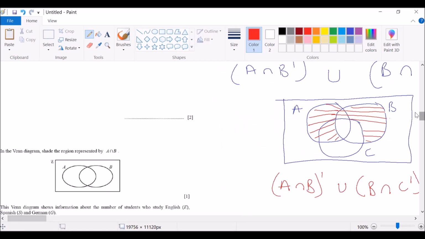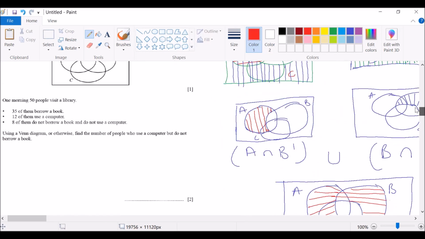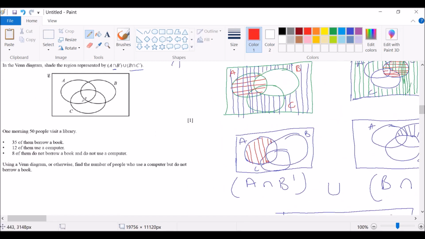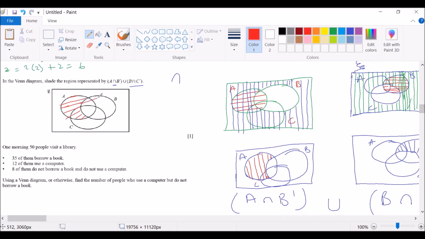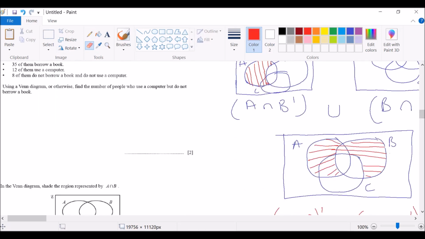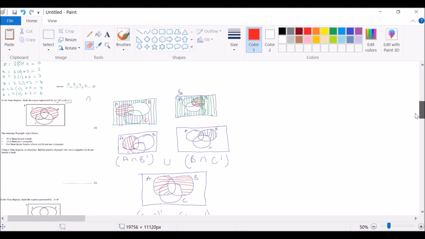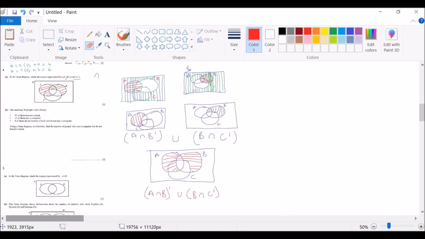So back on our diagram, we could then, with that part, combine it there. So that's our solution. Now we go to the next question.